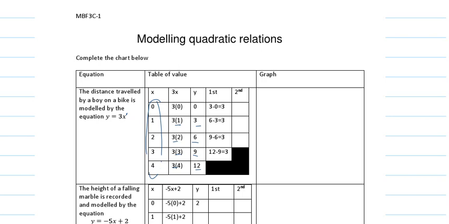By looking at the y values, we are going to do something called the first difference. When I do the first difference, I take y2 and subtract y1. So if I do 3 take away 0, I get 3. If I take 6 take away 3, I get 3. 9 take away 6, I get 3. 12 take away 9, I get 3.